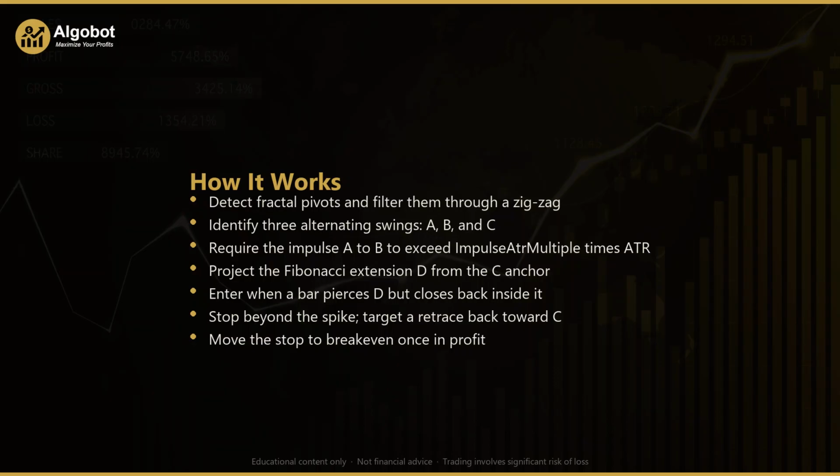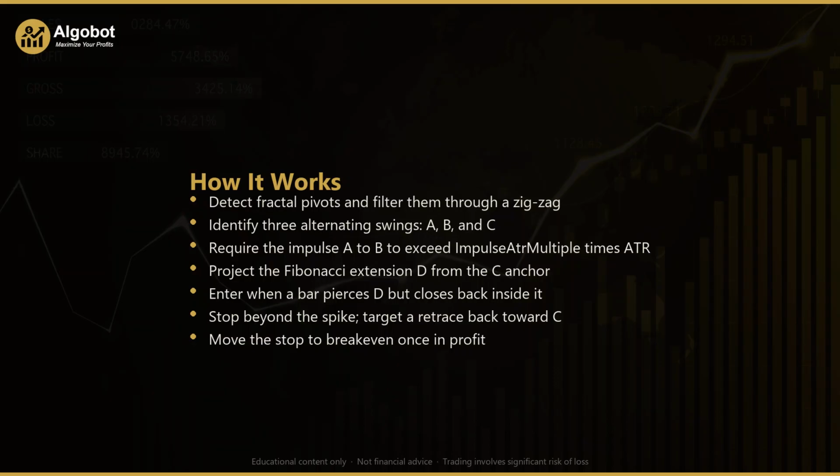Now the entry. On the up pattern, the strategy waits for a bar whose high pierces above D, but which then closes back below D and closes bearish, meaning momentum failed at the extension. When that happens, it places a sell. On the down pattern, it waits for a bar whose low pierces below D, closes back above D, and closes bullish, and then it places a buy.